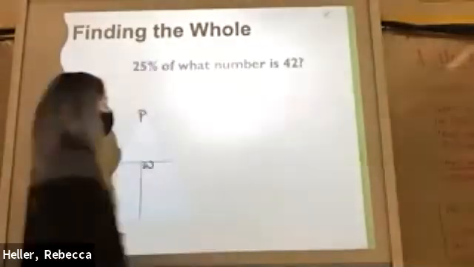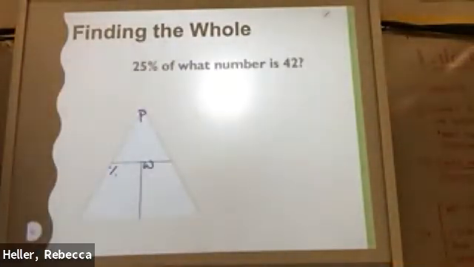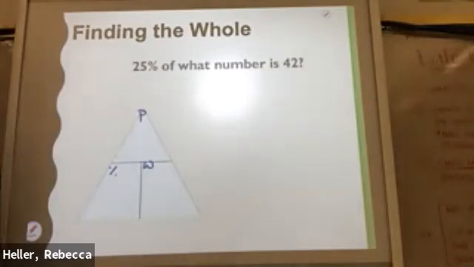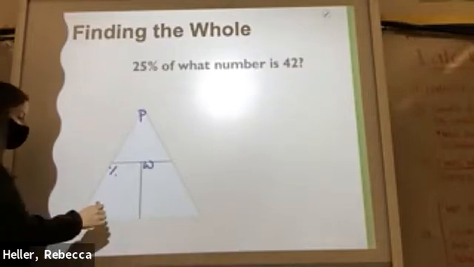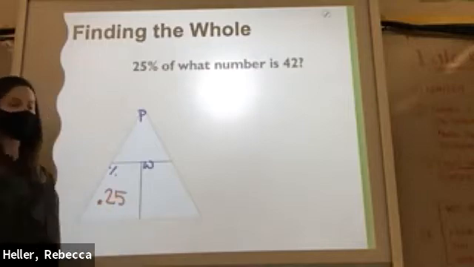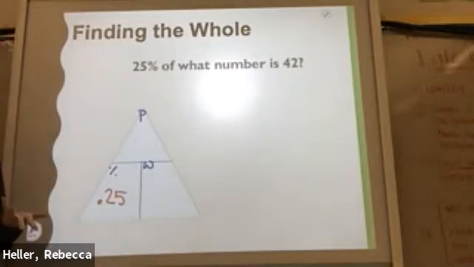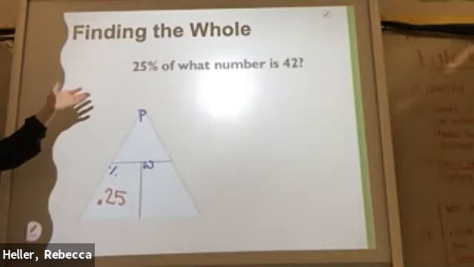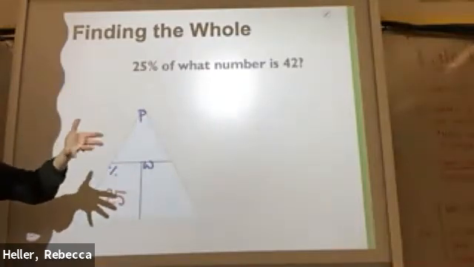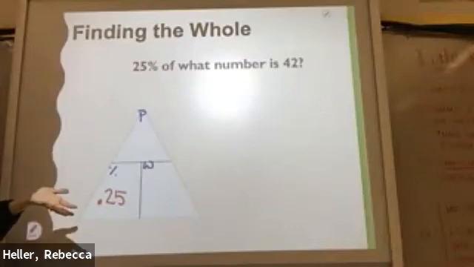Okay, this one says 25% of what number is 42? 25 is our percent, but like I said, we're not going to put it in as 25. We're going to write it in as what? Right, 0.25. Okay, 0.25, that's a quarter. So we're trying to figure out a quarter of what number is 42. Okay, 42 is a quarter of something.